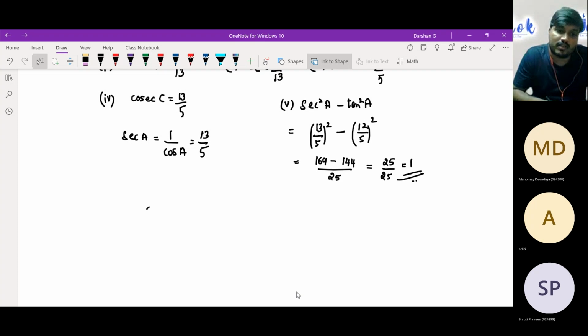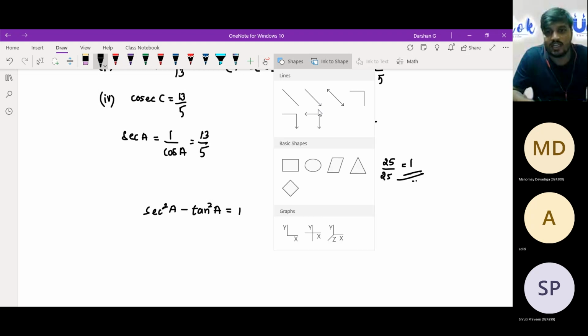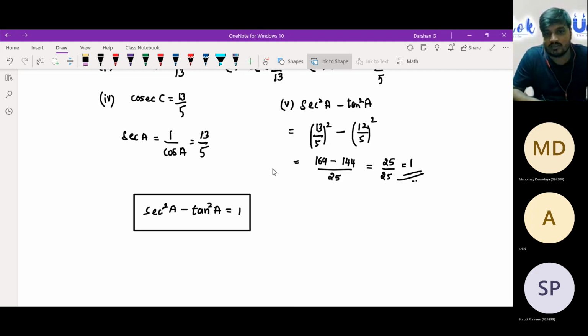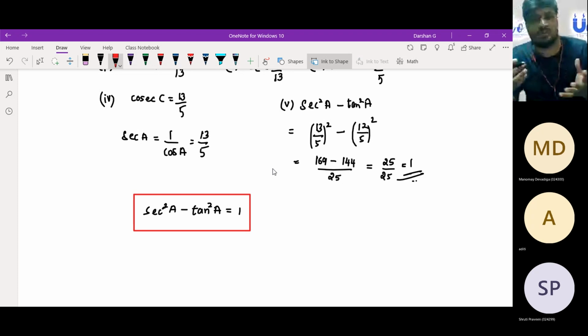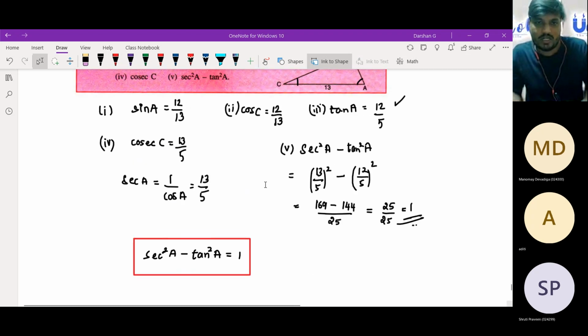Now this becomes an identity. This is important: secant square A minus tan square A equals 1. This is one of the identities that you will be studying in your future exercises, but you can make a note right now itself. You will be learning a lot of identities like this. No need to memorize them by heart as such. It will come with practice, so no need to worry. Hope you enjoyed this first question. Let's move on to the next one.